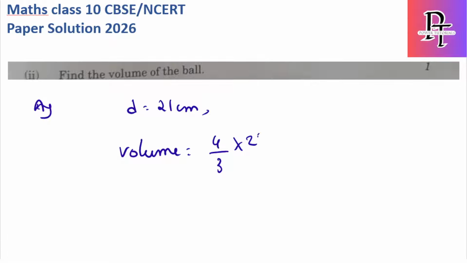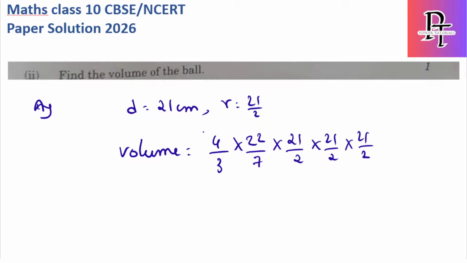So pi I'm using as 22 by 7, r cube. So r is diameter by 2, so diameter is 21 by 2, so I'll just write 21 by 2 whole cube. So 21 by 2 into 21 by 2 into 21 by 2. The 4 and 2's get cancelled out, 21 is 7 times 3, the 7's and 3's also get cancelled out. So the remaining part is 11 into 21 into 21.